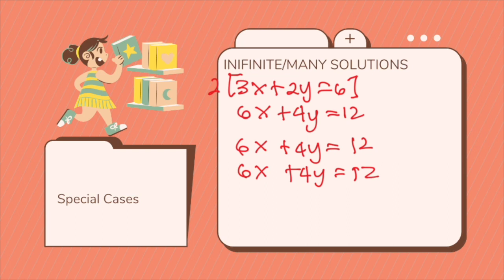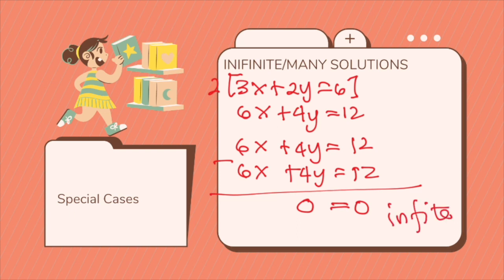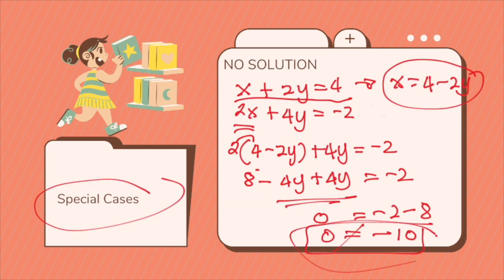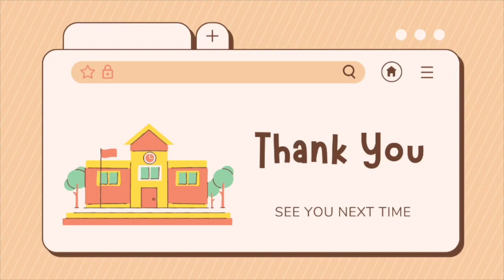So if I wanted to eliminate x, I will subtract. That will be 0 equals 0. Therefore, your system cannot be solved any further. So that means that this one has infinite solutions. Which means if you have 0 equals 0, that means that this is infinite. And if you have numbers that are not equal together, then it will be no solution.